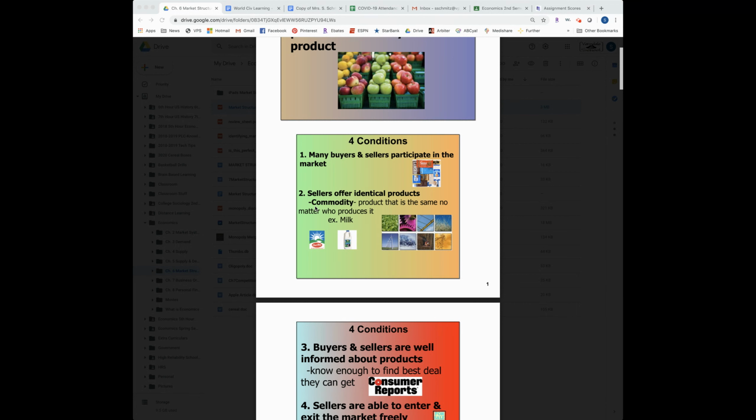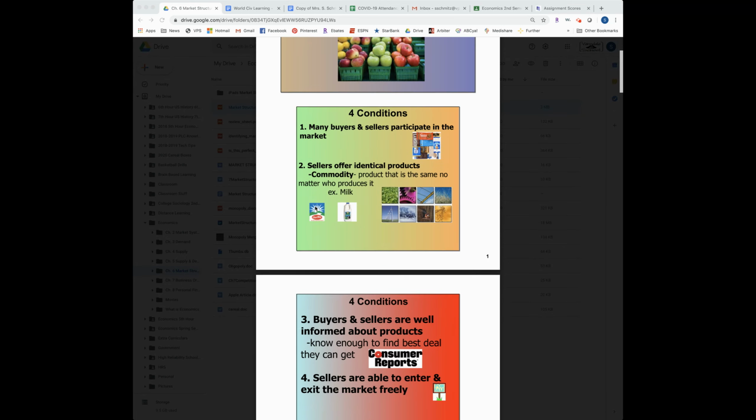Or maybe it's like printer paper. Amy in the office orders our paper. Okay, we really don't care as a teacher how much paper I use. I don't really care where the paper comes from. All right, like Dunder Mifflin, whatever, cool. All right, but the products are identical.